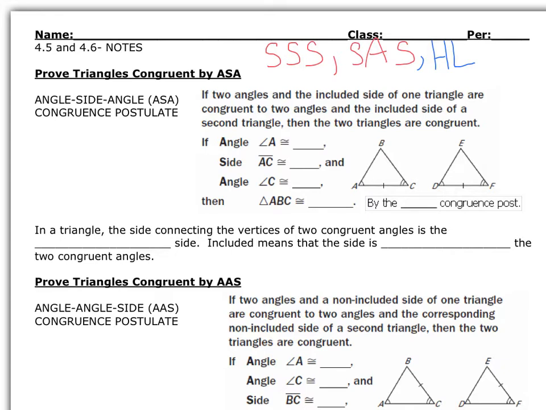All right, so we're going to add to that angle, side, angle, which is ASA. So you have two angles and the included side of one triangle congruent to two angles and the included side of the second triangle.